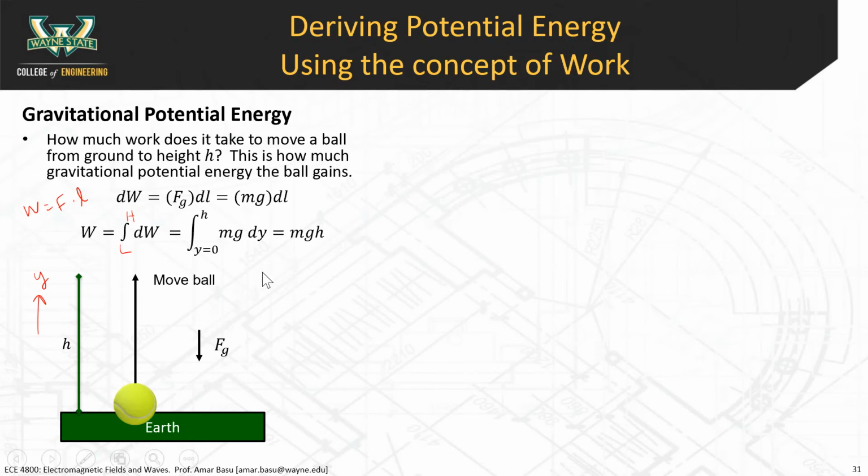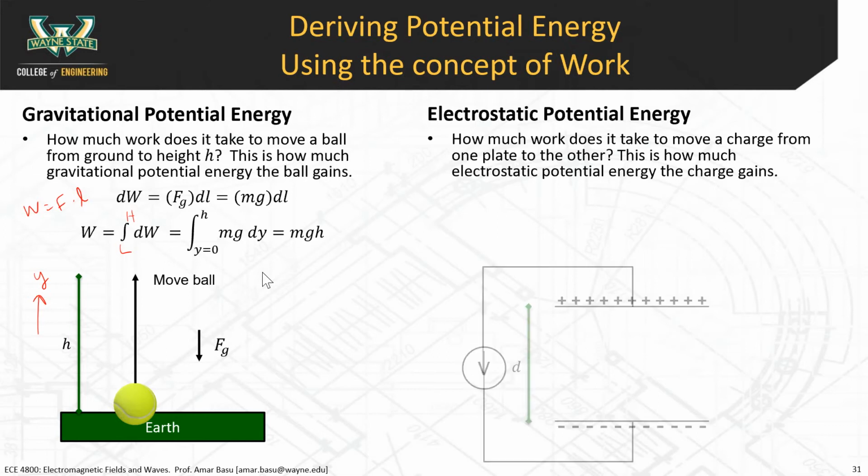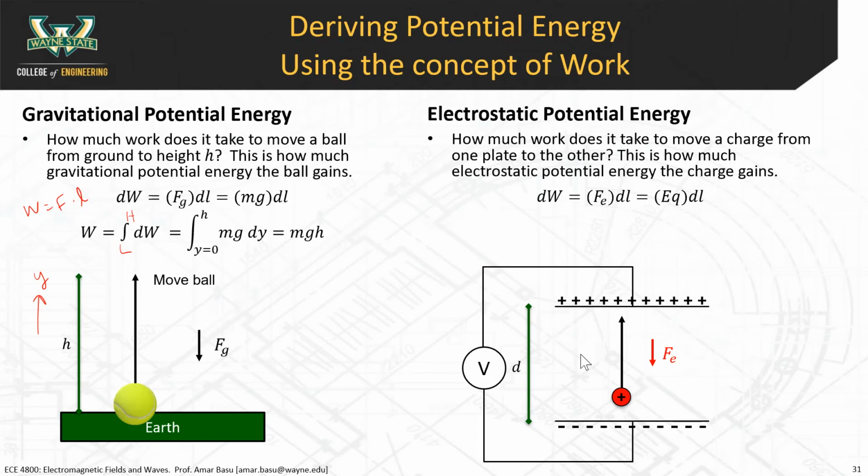So that's for the gravitational system. Now we're going to do the same thing for the electrostatic system. So ask the same question: how much work does it take to move a charge from one plate to the other? The same plate here as before. Now what we're doing is we're going to take our charged particle and move it from the negative side over to the positive side. Now remember that the electric field, sorry, let's go one step at a time here.